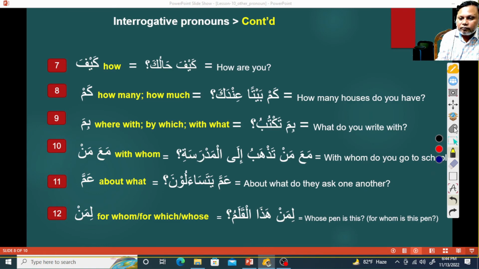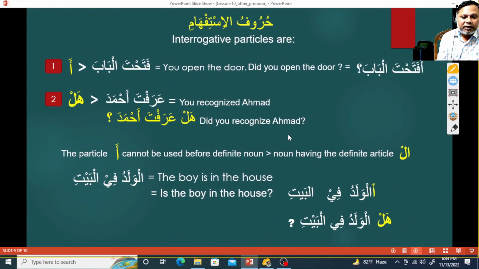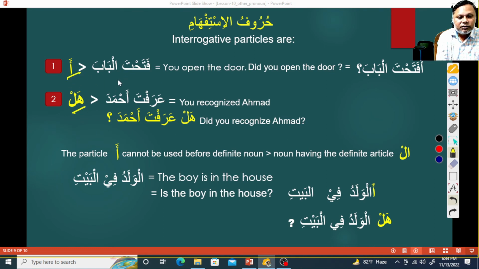Now we will go for the last particles, the interrogative particles. These two, the hamza and hal, are used to make an interrogative sentence. Like fatahta al-baba means you opened the door. Fatahta al-baba, you opened the door. Now if we make the questioning sentence, like did you open the door, you just put this hamza. A fatahta al-baba, did you open the door?